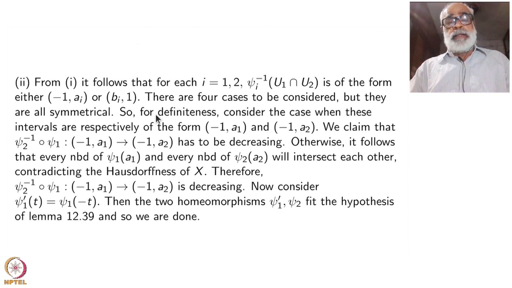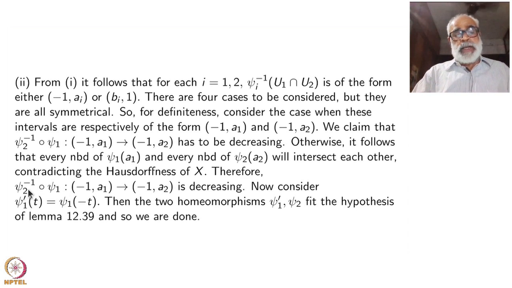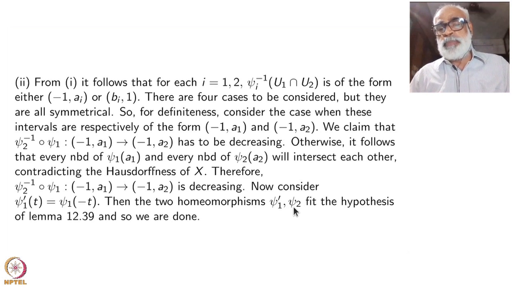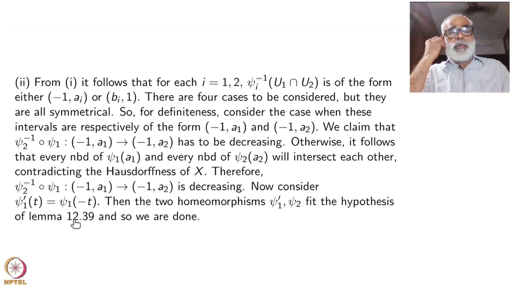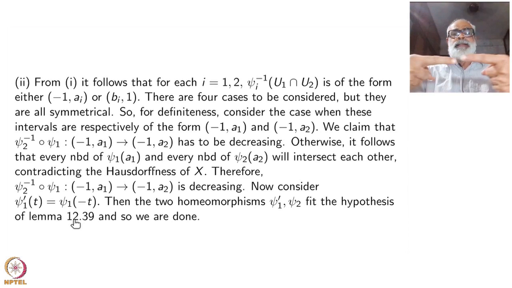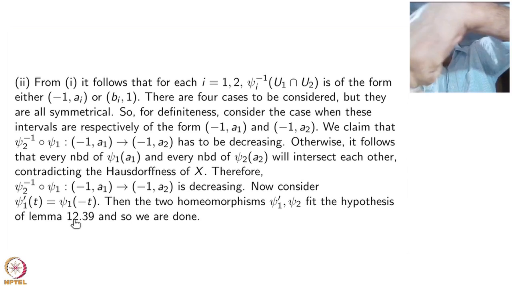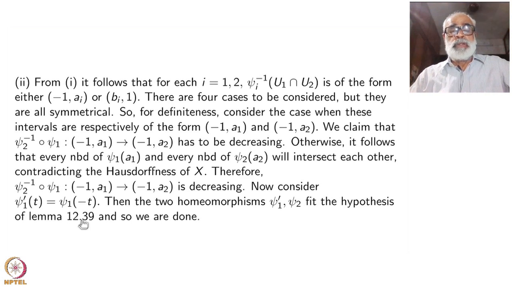Okay. So this means that this must be decreasing. Otherwise, it follows that every neighborhood of psi 1 of a1 and every neighborhood of psi 2 of a2 will intersect each other, contradicting the Hausdorffness. Therefore, psi 2 inverse psi 1 from minus 1 a1 to minus 1 a2 is decreasing. Now consider psi 1 prime, namely composite with alpha, psi 1 prime of t equal to psi 1 of minus t. Then the two homeomorphisms psi 1 prime and psi 2 prime fit the hypothesis of lemma 12.39. Now they will be exactly like this. You can join them. No need to worry about what is happening here. Okay. So we are done.